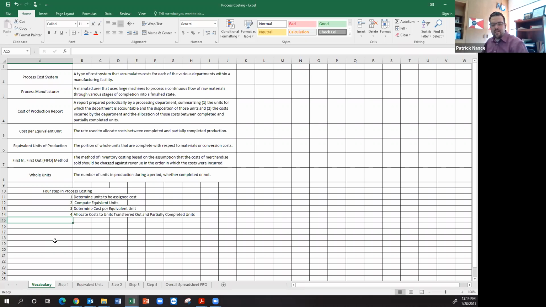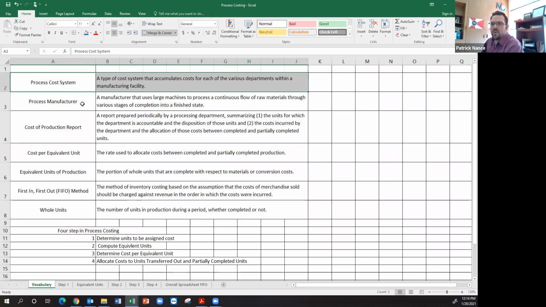So instead, when I use a process costing system, I trace costs through the process, and I assign all the costs used during a given time frame to how much work was put into a group of products. That's what a process costing system is and what it's for. A process manufacturer is a manufacturer that uses large machines to process a continuous flow of raw materials through various stages of completion into a finished state.